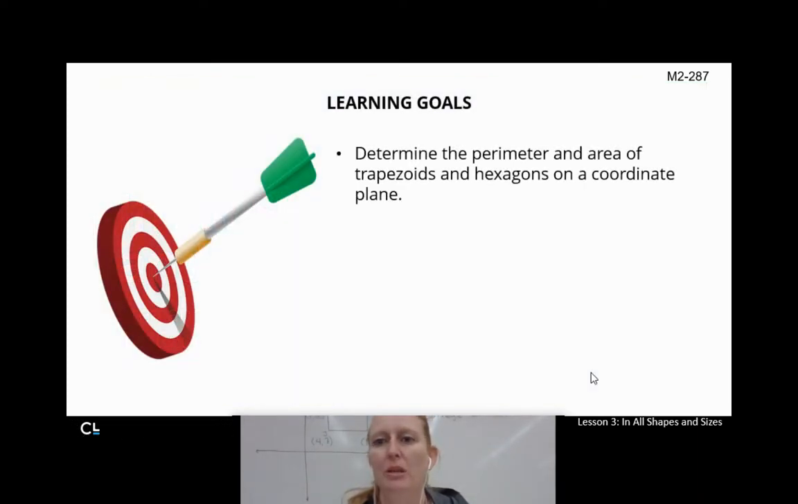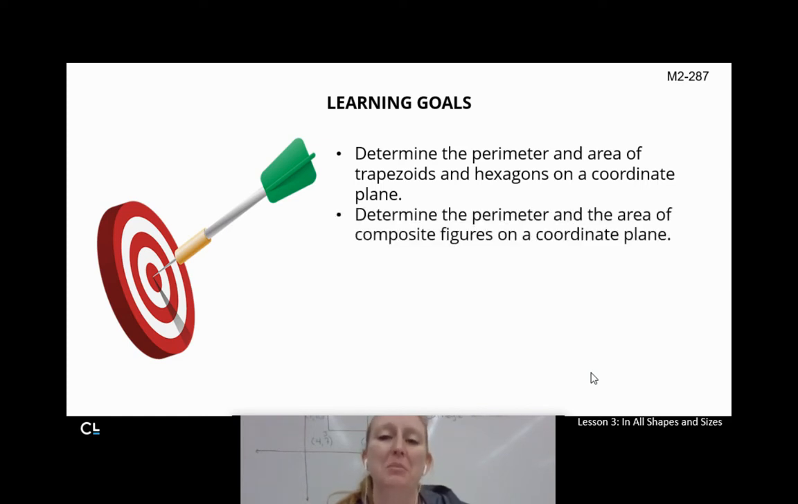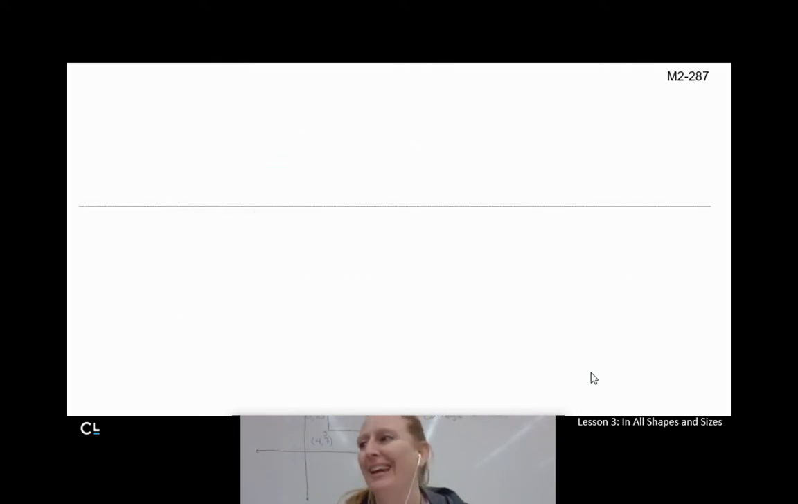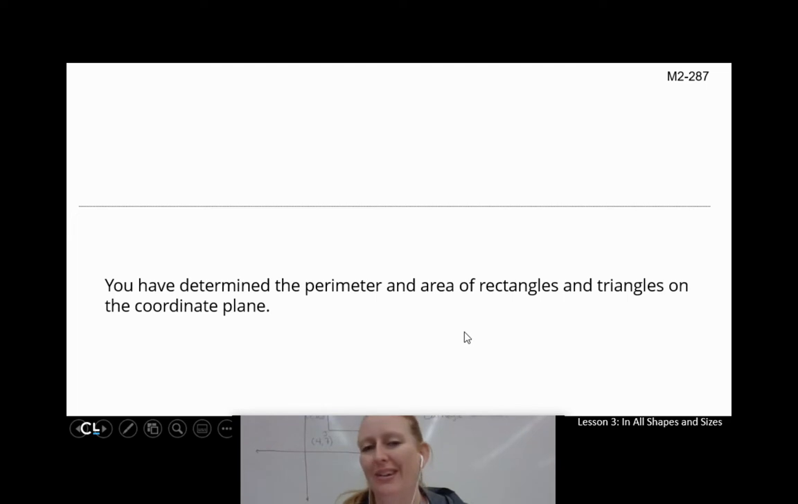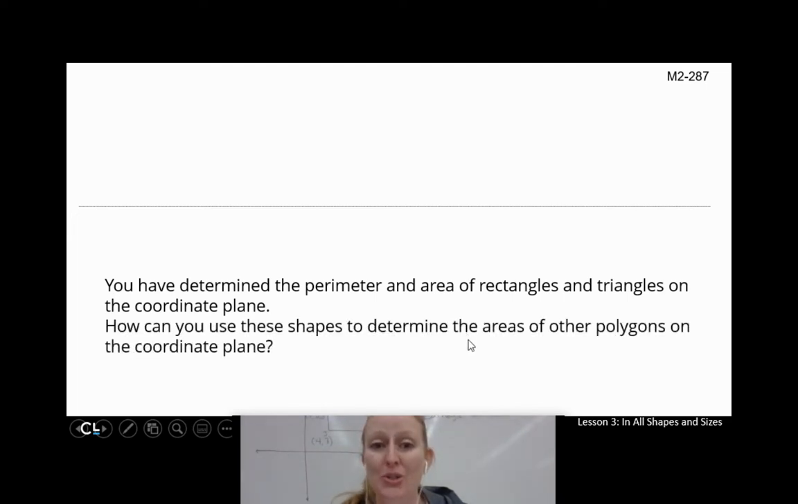So today, we're going to determine the perimeter and area of trapezoids and hexagons on a coordinate plane. And we're going to do that by treating them as composite figures. So you know this trick. You've determined the perimeter and area of rectangles and triangles. And so we can use those shapes to determine the area of other polygons on the coordinate plane. We can chop our shape up into rectangles and triangles, and it makes it so much easier to figure things out. So distance formula will help to find weird sides for perimeter. Chopping things up into rectangles and triangles will make it easier for us to find the area.